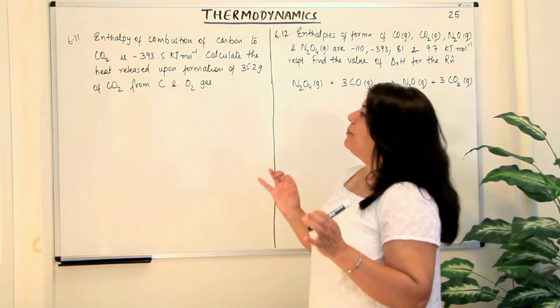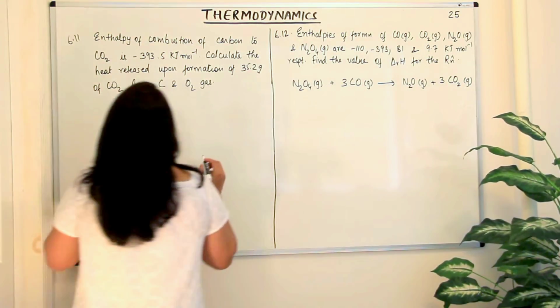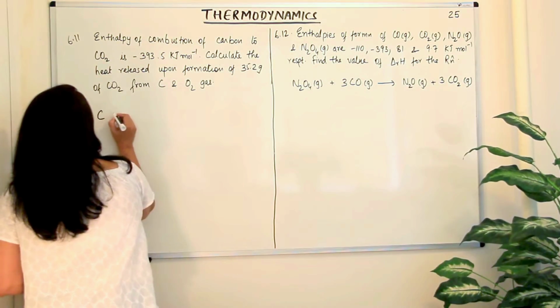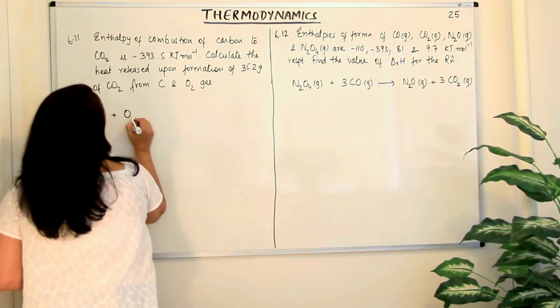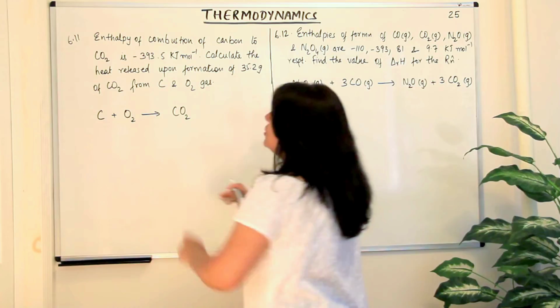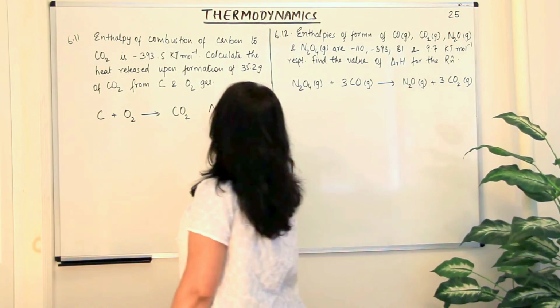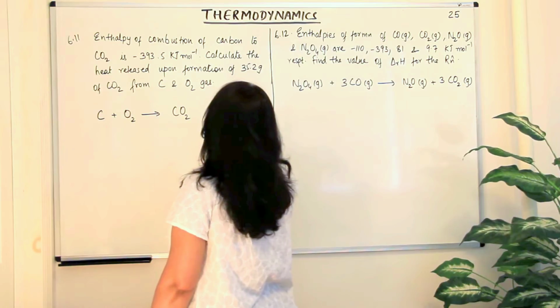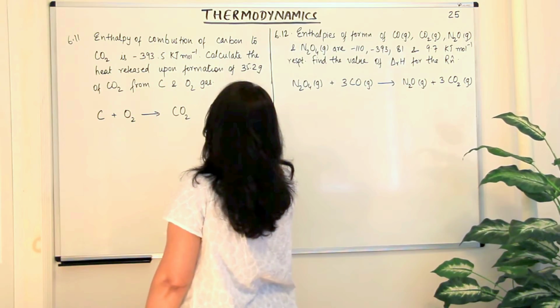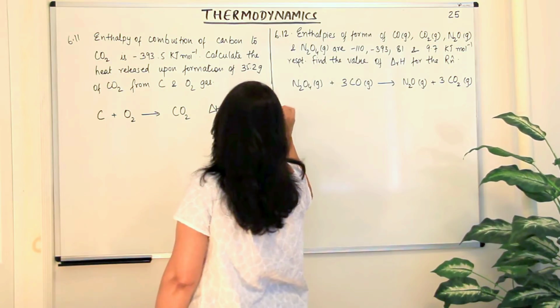That enthalpy of combustion of carbon is given to us. What is the equation for the combustion of carbon? You have 1 mole of carbon, it combines with oxygen to form carbon dioxide, right? So this is completely burning in oxygen to form carbon dioxide. And what is the enthalpy of combustion here? It is minus 393.5 kilojoules per mole for 1 mole.